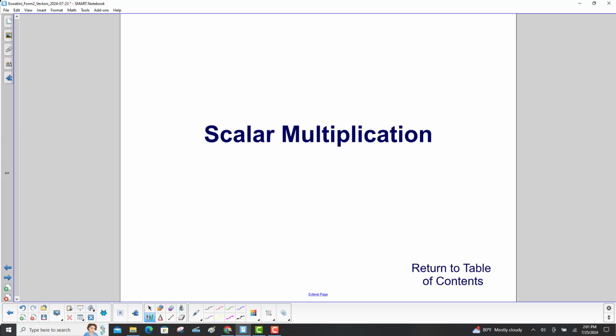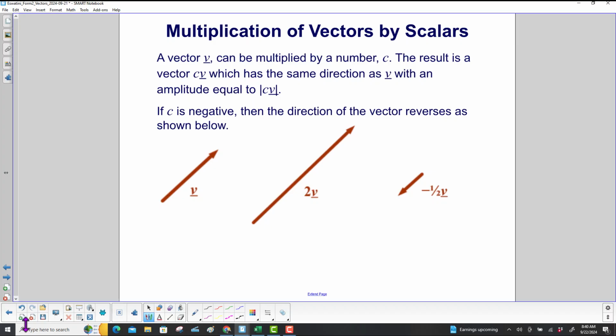Scalar multiplication. A vector v can be multiplied by a number c. The result is a vector cv which has the same direction as v with an amplitude equal to the absolute value of c times v. If c is negative, then the direction of the vector reverses as shown below.